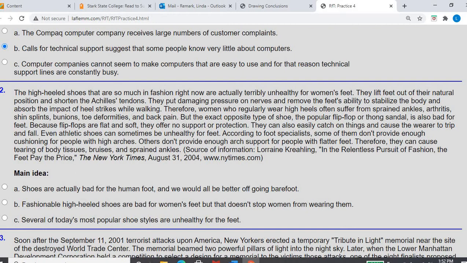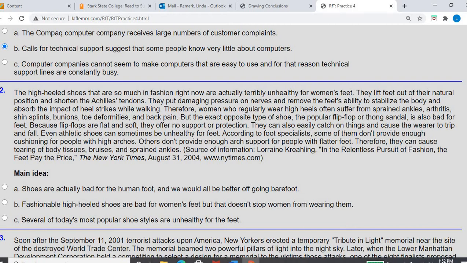"They lift feet out of their natural position and shorten the Achilles tendons. They put damaging pressure on nerves and remove the feet's ability to stabilize the body and absorb the impact of heel strikes while walking. Therefore, women who regularly wear high heels often suffer from sprained ankles, arthritis, shin splints, bunions, toe deformities, and back pain." Yikes. "But the exact opposite type of shoe, the popular flip-flop or thong sandal, is also bad for feet. Because flip-flops are flat and soft, they offer no support or protection. They can also easily catch on things and don't cause the wearer to trip and fall."